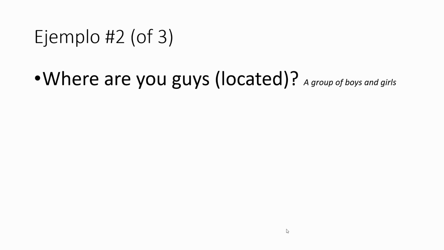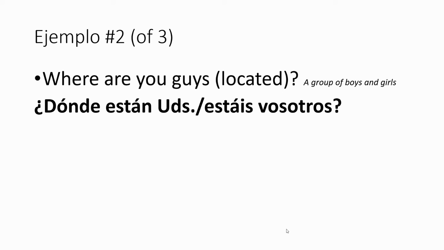Example number 2. How would you say, where are you guys? As in, where are you guys located? Note that the people I would be asking about are a group of boys and girls. So again, how would you say, where are you guys? I'm hoping you were able to come up with ¿Dónde están ustedes? Or if you were in Spain, it would be ¿Dónde estáis vosotros? ¿Dónde is your where with the accent mark on it, and depending on what country you're in for the you guys, ustedes or vosotros, your forms of estar would be están or estáis. Again, notice your accent marks on the forms of estar.